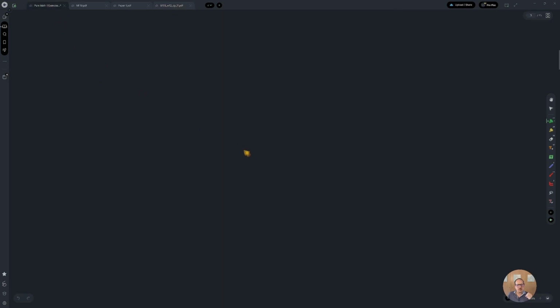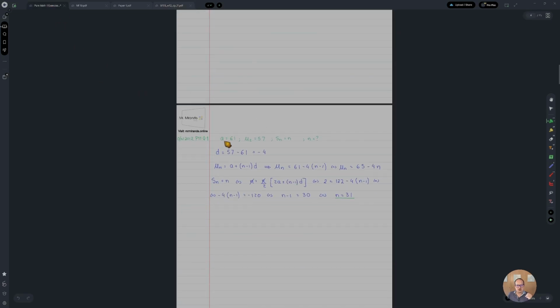All right, let's just write down what I just said. D is 57 minus 61, so the common difference is minus 4. You are subtracting 4 every time you go up in the progression, so you get smaller and smaller. You need to get the value of n. So substituting the values on this expression, you will get one expression in terms of n for Un. That's not what you want. What you want is the value of n.